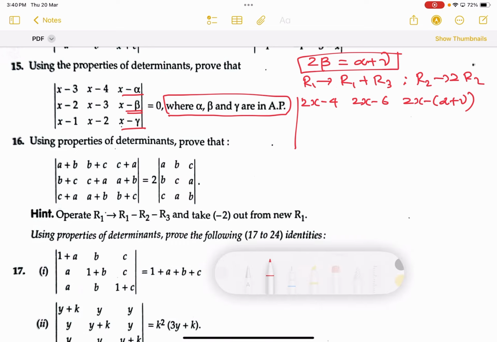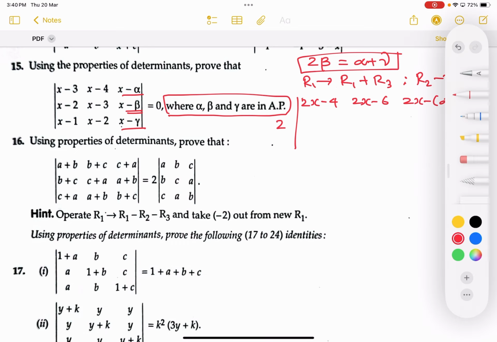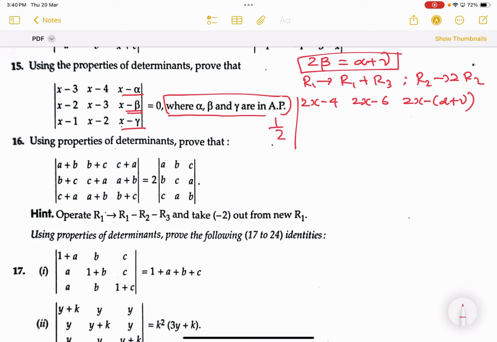So when I am multiplying by 2, the 2 should be outside also. Divide by 2, right? Yeah. I should divide by 2, so it will become 1 by 2. So what is the next row? Multiplying by 2, it is 2x minus 4, 2x minus 6 and 2x minus 2 beta. And this I write as it is: x minus 1, x minus 2, x minus gamma.